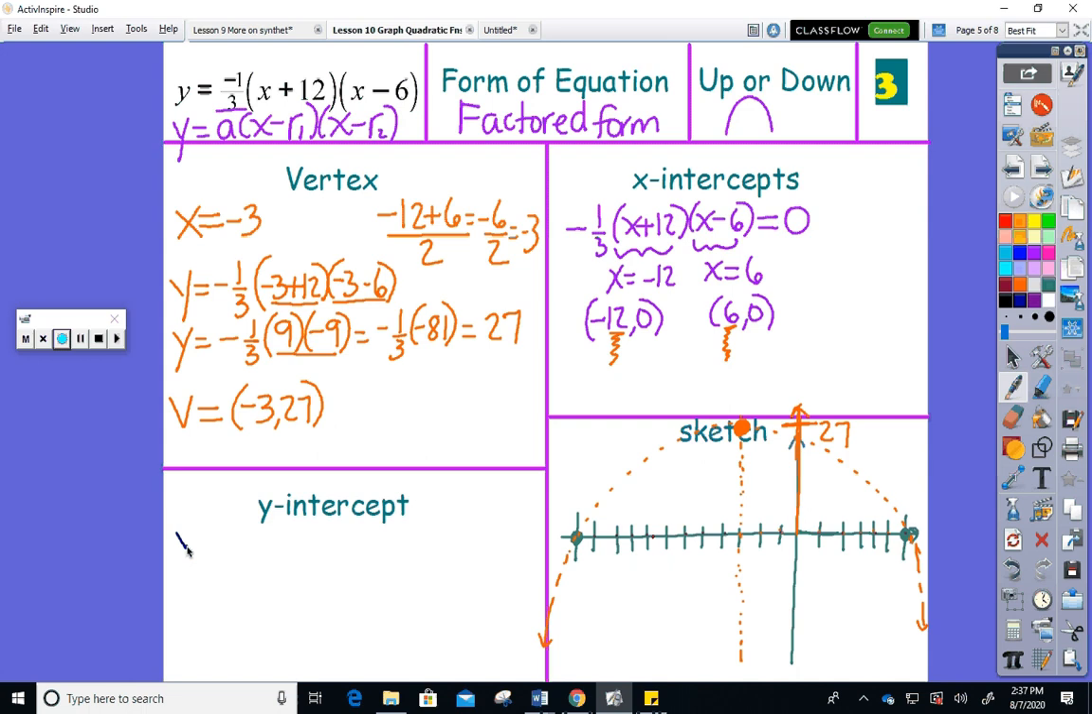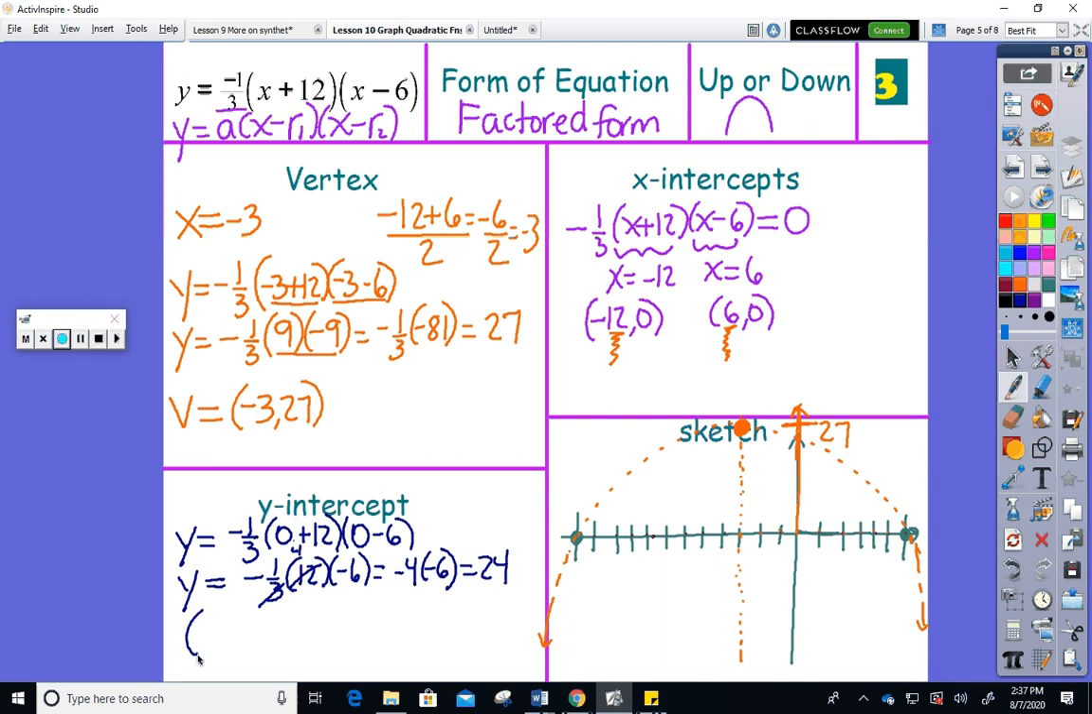So on this one, if I plug in 0 for x, I've got 0 plus 12. I've got an extra comma in there. I don't know why I did that. Been a long day maybe, I don't know. Times 0 minus 6. So y equals negative 1/3 times 12 times negative 6. Tell you what, 3 goes into 12 4 times, so that's the same thing as saying negative 4 times negative 6. So that's positive 24. Again, a big y-intercept.